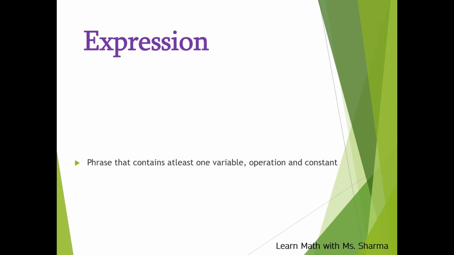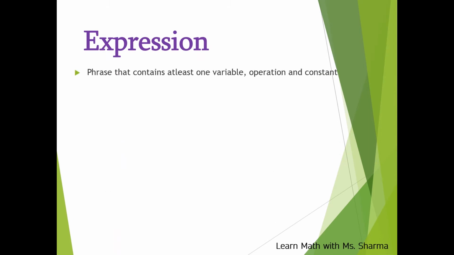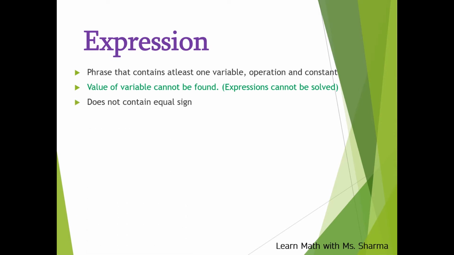Vocab: expression, phrase that contains at least one variable, operation, and constant. Value of variable cannot be found. Expression cannot be solved. It can be evaluated if the value of the variable is given. Does not contain equal sign. Examples are 3x plus 1, m plus 2, 3x squared plus 2x plus 1.